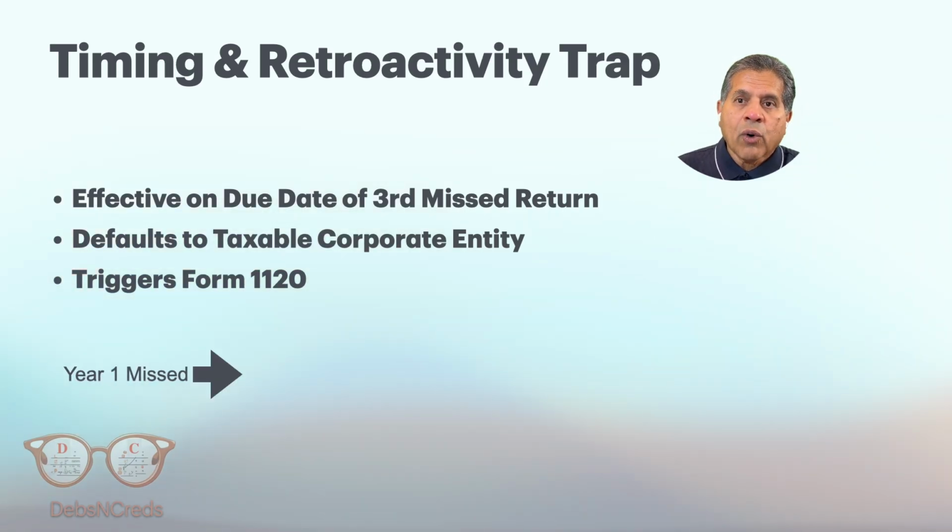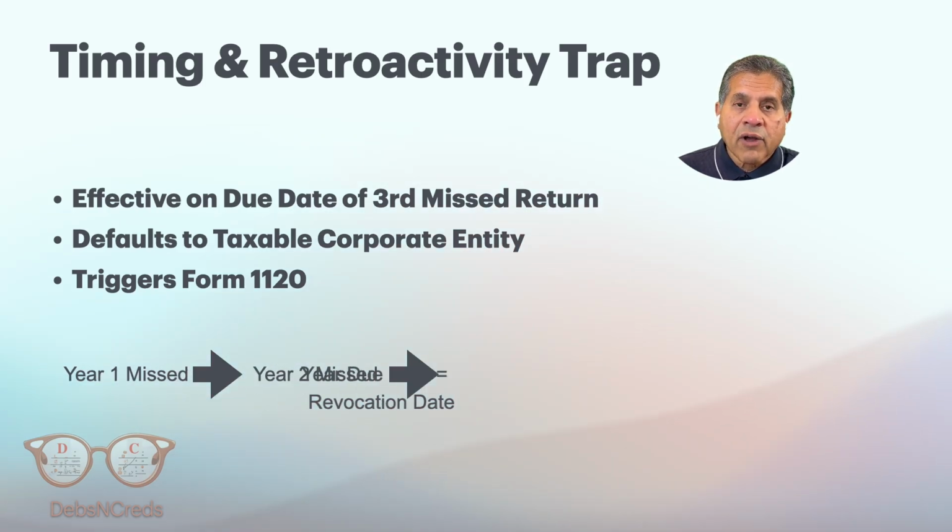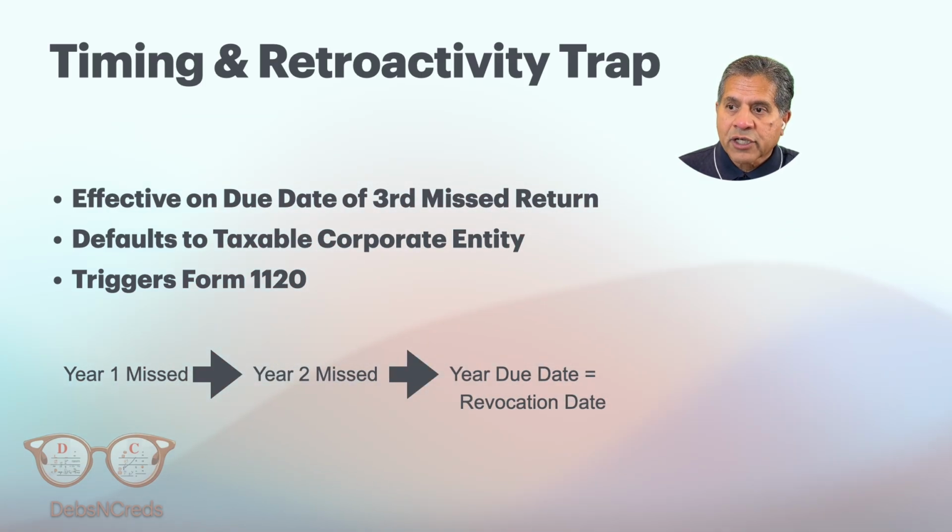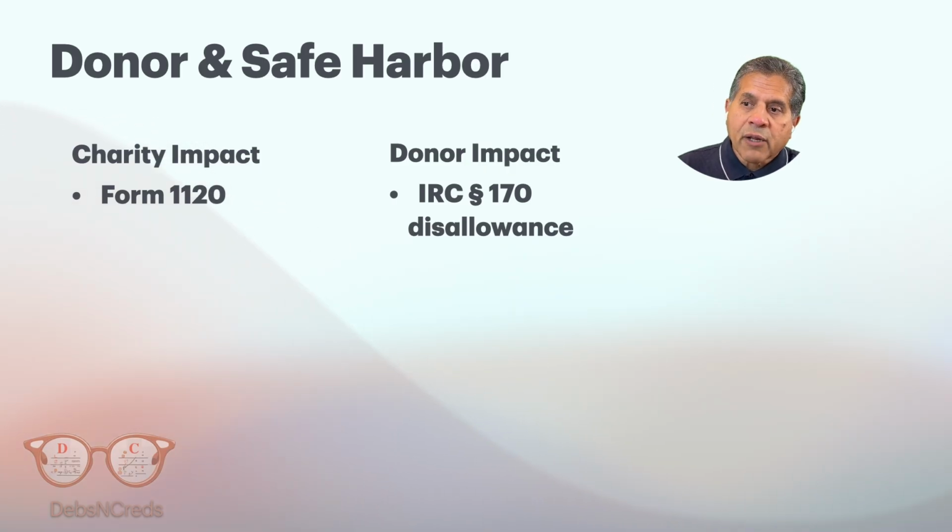So you miss year one, then you miss year two's filing. On the date the third filing is due, that's the effective revocation date. Now, if this happens to you and you're surprised by it, the oversight and governance is not where it needs to be. Now let's look at the donor and safe harbor provisions.